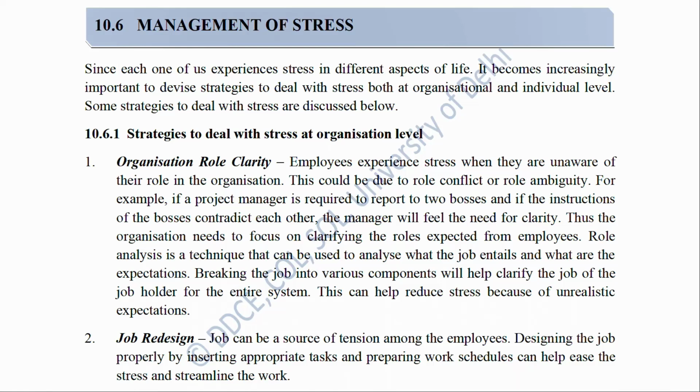Role analysis is a technique that can be used to analyze what the job entails and what are the expectations. Breaking the job into various components will help clarify the job of the job holder for the entire system. This can help reduce stress because of unrealistic expectations.